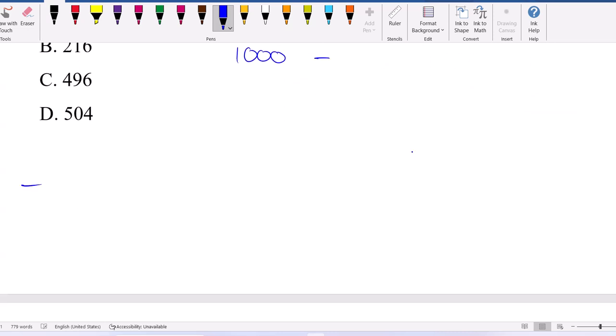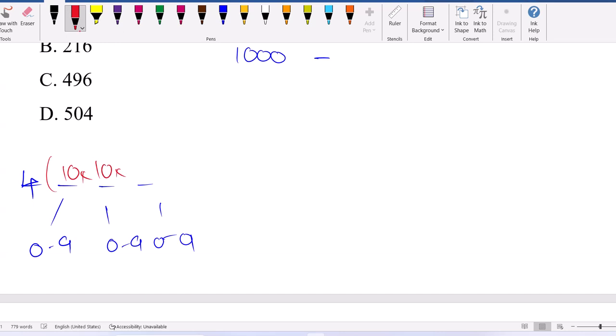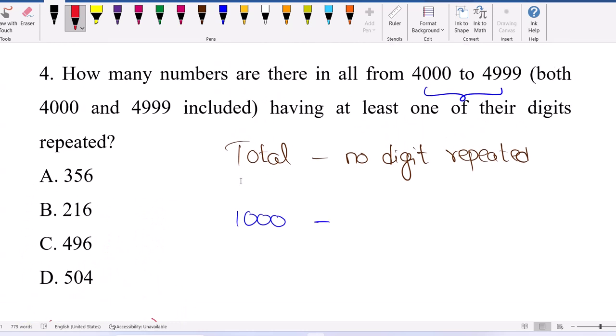4000 to 4999, a 4-digit number, right? Here already 4 is fixed. This can be any number from 0 to 9, this can be any number from 0 to 9, and this can be any number from 0 to 9. So here 10 ways, here 10 ways, here 10 ways. That's why you got 1000 numbers. That's the logic, or else basic calculation: 0 to 99 is 100, 0 to 999 is 1000. So 1000 is fine.